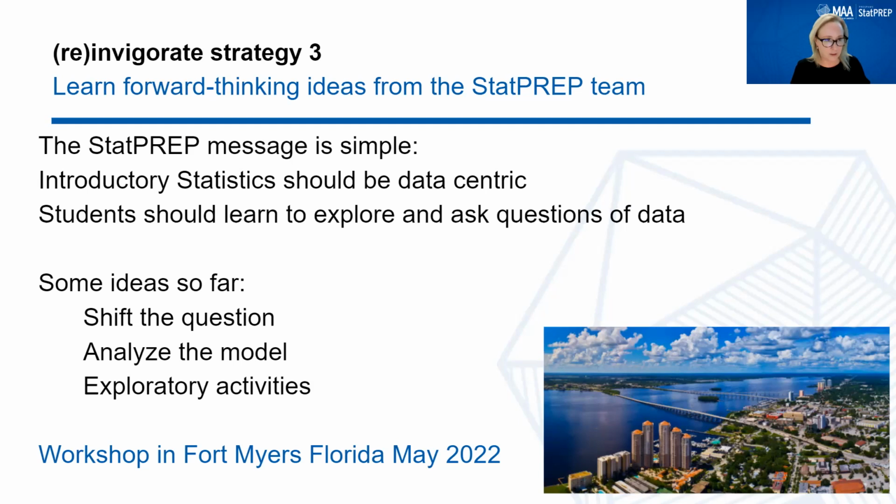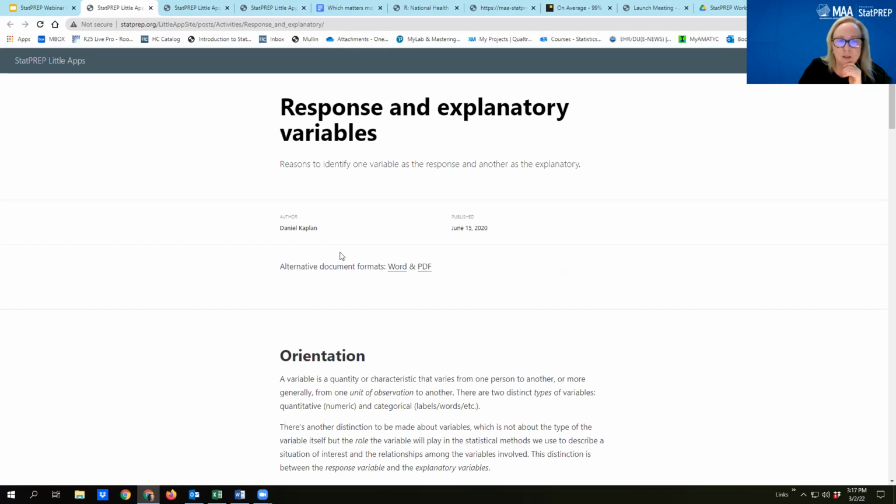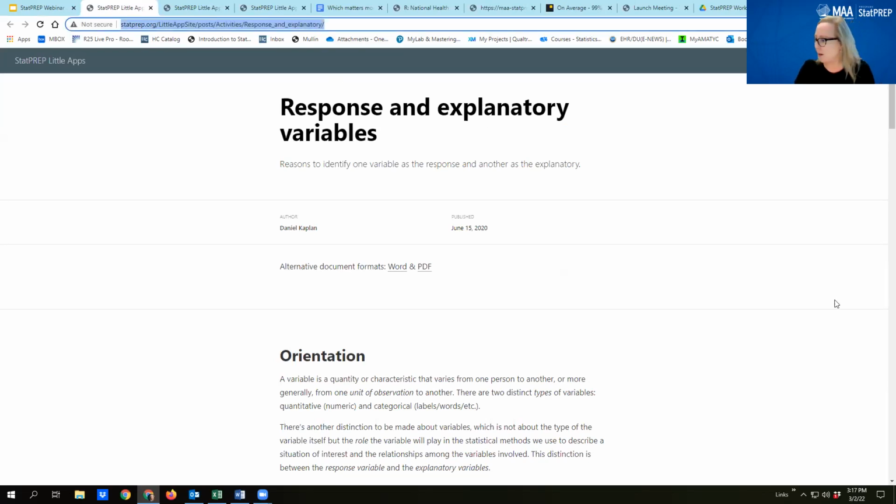So here are some forward-thinking ideas. I picked out 3. The first is engaging students in identifying which is the response and which should be the explanatory variable. Apparently, we don't do that very much in intro stats. And Danny has developed an activity. I think it might have my name on it. No, it has his name. You'll see some of these, the author is either me or Danny. They're really a little bit of both. But this one is a really good thing to check out.